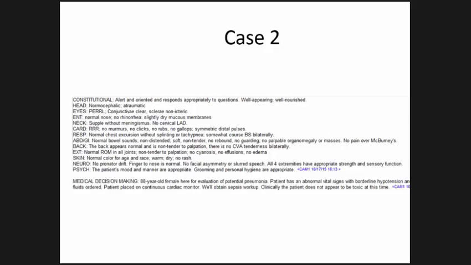88-year-old female, here for evaluation, potential pneumonia, has abnormal vital signs with borderline hypotension, and fluids ordered, placed on a continuous cardiac monitor, got a sepsis workup. This doctor was very suspicious, because this is the setting where you're going to have it. So if you think about sepsis in this patient, in your mind, go through this protocol, check things, look at it.